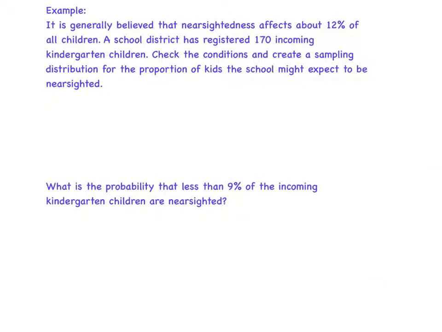So let's do an example. It's generally believed that nearsightedness affects about 12% of all children. A school district has registered 170 incoming kindergarten children. Check the conditions and create a sampling distribution for the proportion of kids the school might expect to be nearsighted. So, checking our conditions. Is this random? No, but we can say it's probably reasonably representative.